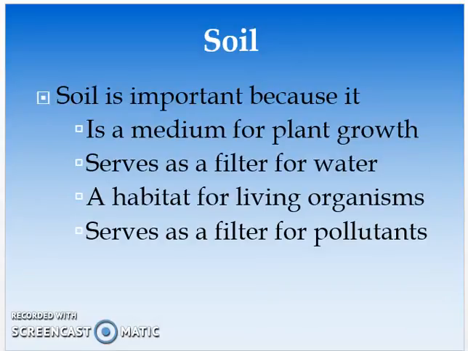Soil. You have got to know this stuff. It's really, really important. Soil is important because it's a medium for plant growth. Without soil, we can't grow any of our plants. It filters our water and removes a lot of pollution, and so the water going into our aquifers is nice and clean.